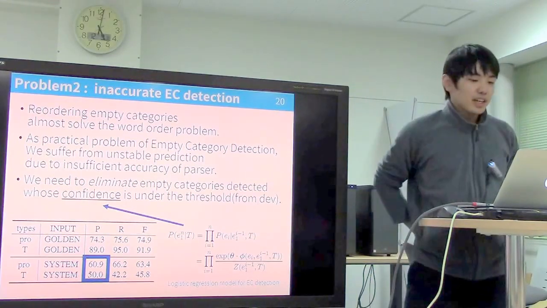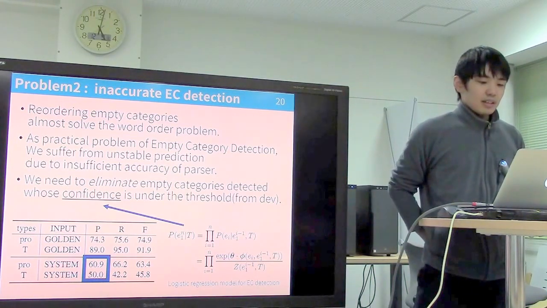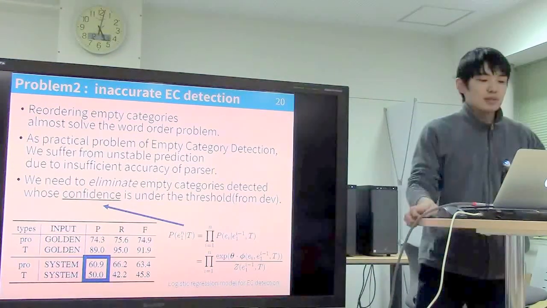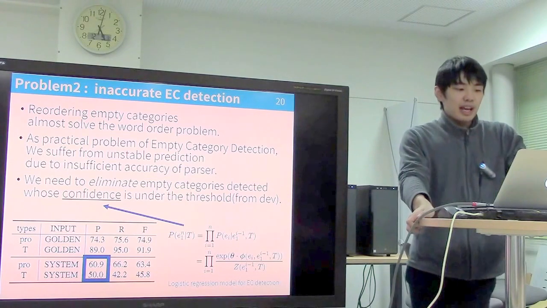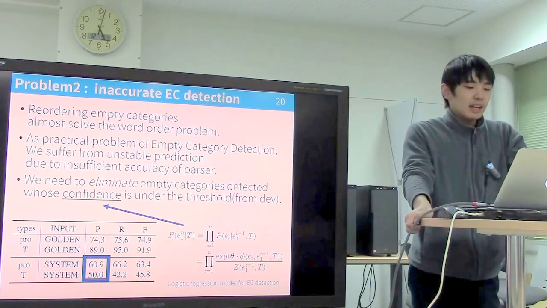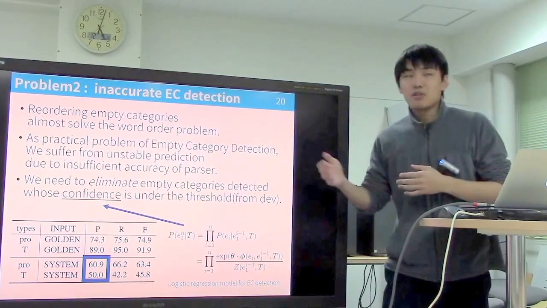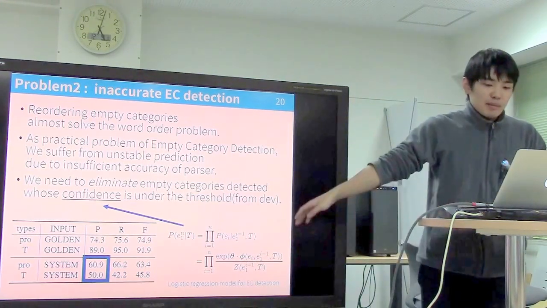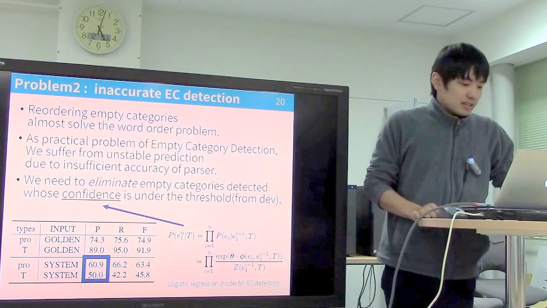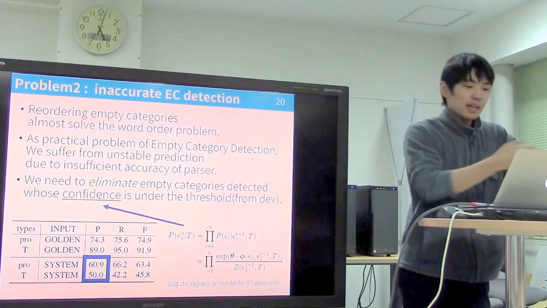Empty category detection also suffers from the insufficient precision of phrase structure parsing. Our evaluation shows that the precision drops dramatically, by more than about 20 points on average, in practical usage settings. The imprecise detection brings noisy insertion of empty categories, and it makes word alignment worse. To overcome the problem, we eliminate the unreliable empty categories based on the probability of prediction. This method makes recall lower, but precision higher.